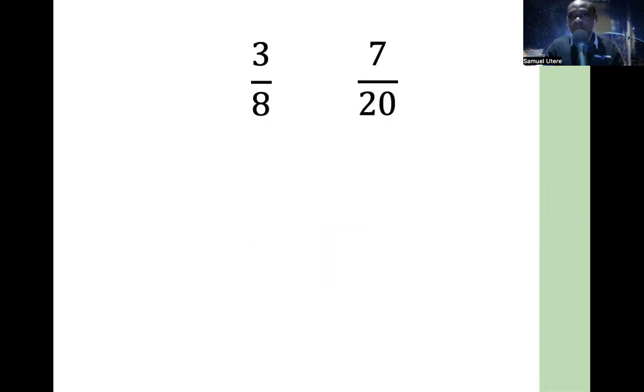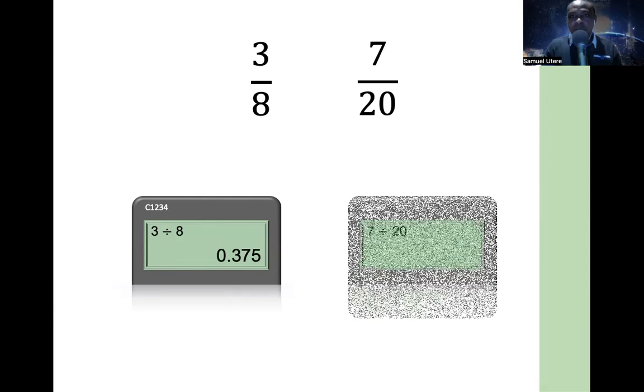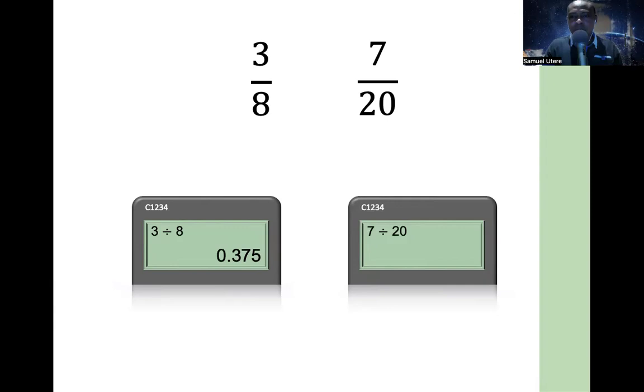But how would we compare this? From what we've done so far, you're beginning to realize that a fraction can be regarded as division. We divide by the number in the denominator. So if we're asked to compare these two fractions, we can use our calculator to quickly check. 3 divided by 8 is 0.375, and 7 divided by 20 is 0.35. Comparing the place value columns, this is greater than that. So 3/8 is greater than 7/20.